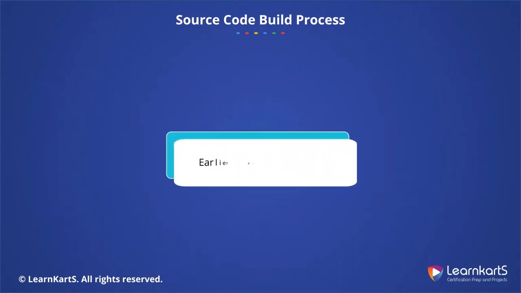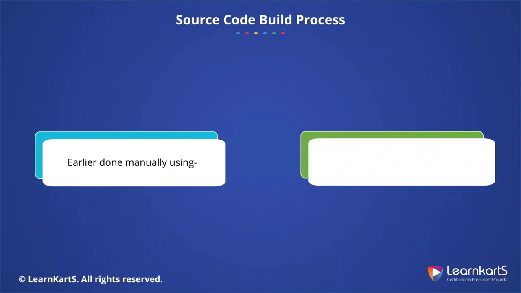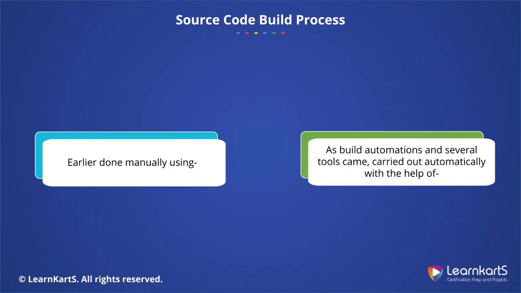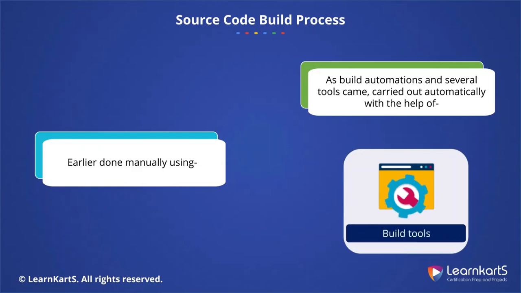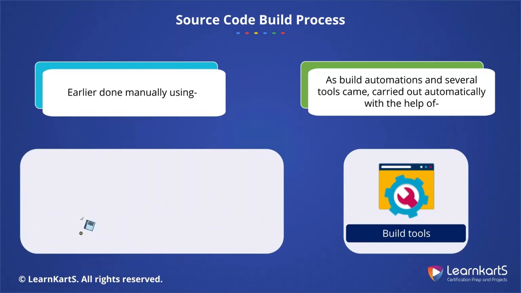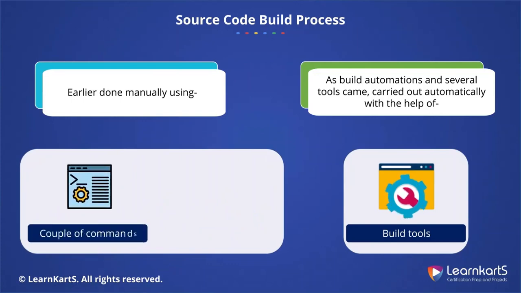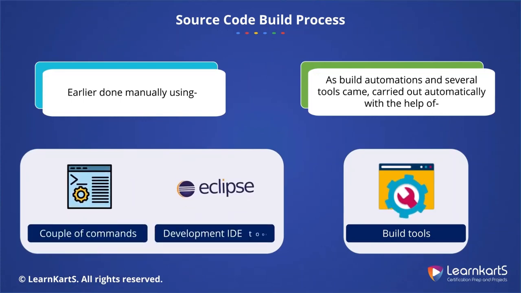Earlier, the developers were doing this process manually, but later on, when build automation tools came into the picture, they started doing it automatically with the help of a build tool. So the build tool is very important in the overall build process, because if you're doing the build manually, then you have a couple of commands. You have the development IDE tool, which is available, and using that also you can build it. But if you really want to automate it, then a build tool is very important.